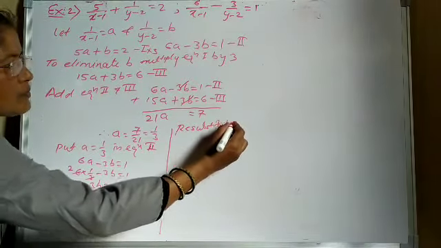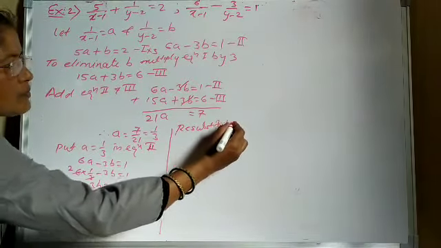Again dividing by 4. Above equation divided by 4. What will we get here? a minus b is equal to 1. Equation number, you can take here 4. So the earlier equation, you can mark here 3. So this is equation 3, equation 4.